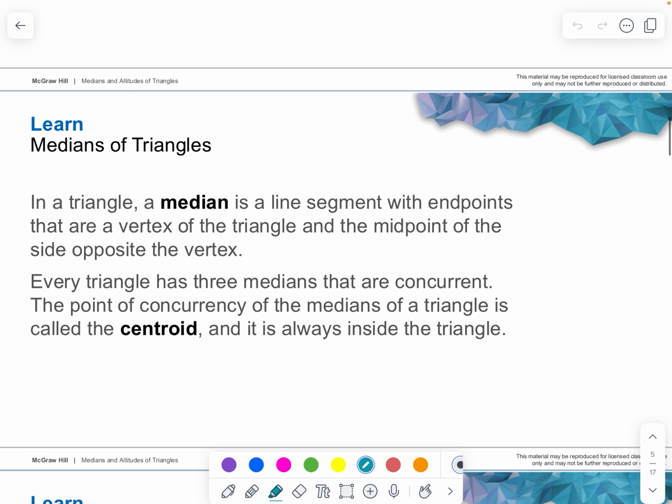So in a triangle, a median is a line segment with endpoints that are a vertex of the triangle and the midpoint of the side opposite the vertex. Every triangle has three medians that are concurrent, and that point of concurrency is called the centroid. It's always inside the triangle, never outside. Unlike our first point of concurrency, the circumcenter, where it could go outside, this one's always inside.